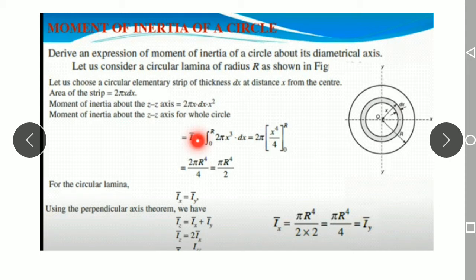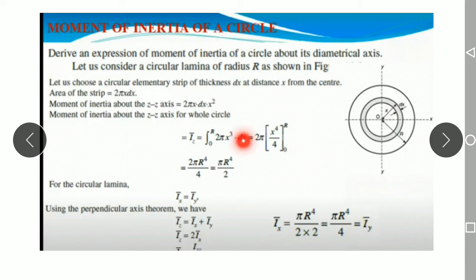This is the moment of inertia about the z axis, but we need the moment of inertia about the x axis or y axis, that is Ix bar and Iy bar. As I said, for a circular lamina the moments of inertia about the x and y axes are the same, that is Ix bar equals Iy bar. From the perpendicular axis theorem we have derived Iz equals Ix bar plus Iy bar. The theorem says that the moment of inertia about an axis perpendicular to the plane is equal to the sum of the moments of inertia about two mutually perpendicular axes in the plane.